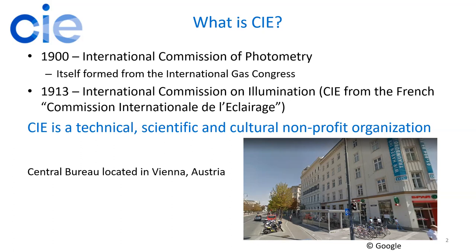Its name, CIE, is obviously from the French Commission Internationale de l'Éclairage. It's a technical, scientific and cultural non-profit organization, and it develops various products that I'll show you in a minute. The Central Bureau, a very small permanent staff, is located in Vienna in Austria, and there's a photo of our headquarters building, and we occupy one floor of that.